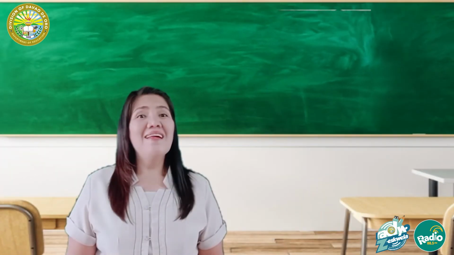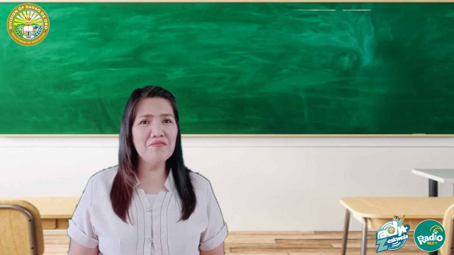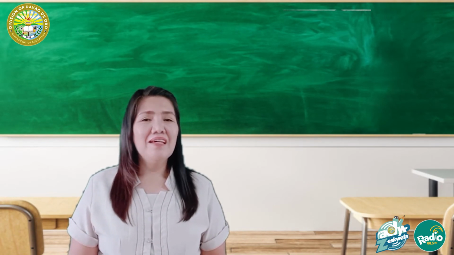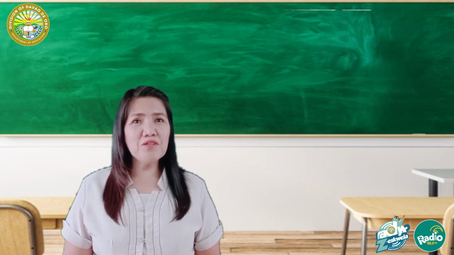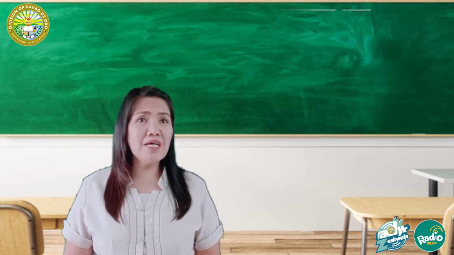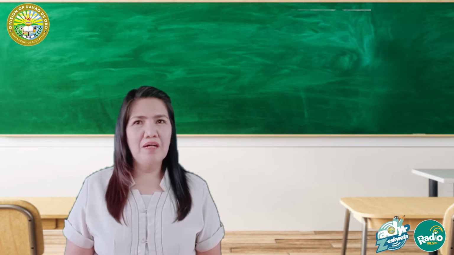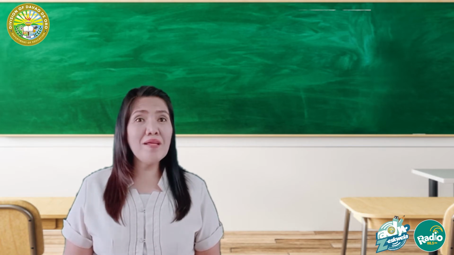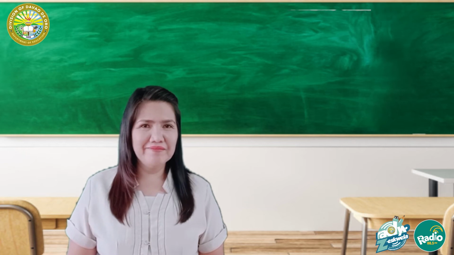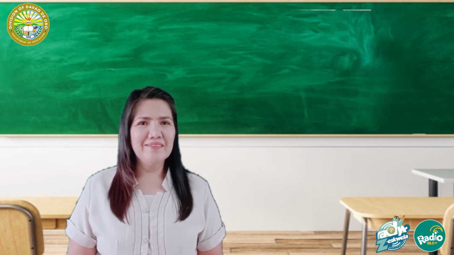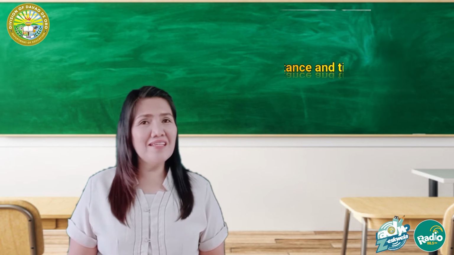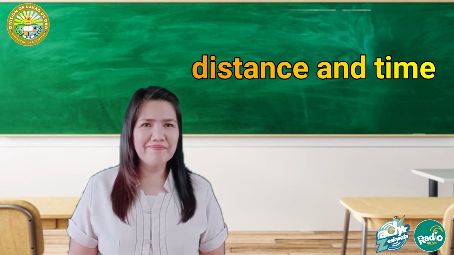I'm back! So let us now continue to understand further the direct variation. Let us go back to the situation given earlier. In the situation, Jericho travels a distance of 10 kilometers per hour. What do you think are the quantities that are involved? Excellent! It is the distance and the time.